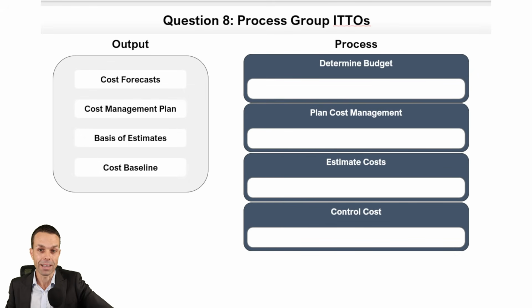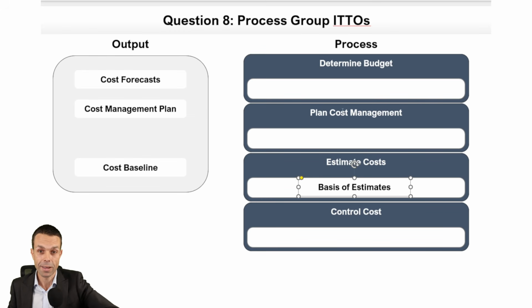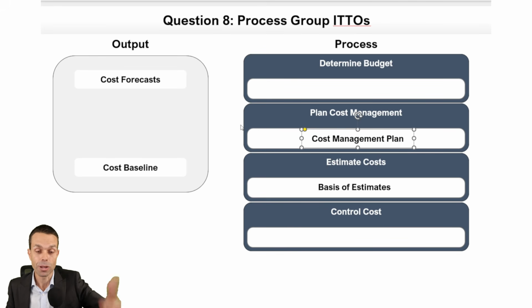Process Group, inputs, tools and techniques, and outputs, or ITTOs, as they call them. Determining the budget. Okay. Oh, and these look like all cost management things. Okay. Oh, this is actually quite tricky. Estimate costs. Well, we know that we're going to need the basis of our estimates in estimating costs. And planning cost management, that's where we create our cost management plan, our process for how we're going to work with cost. Now, determining the budget, when we have our budget, we have our cost baseline.